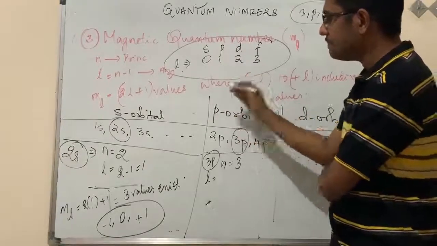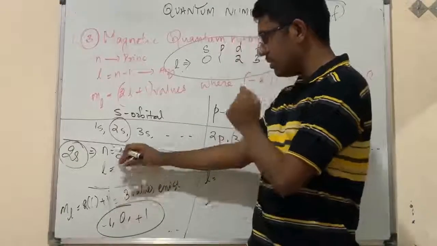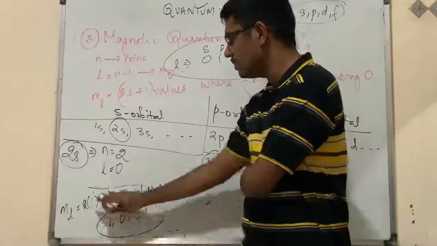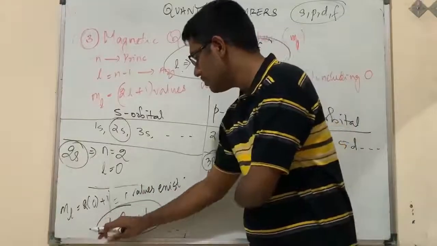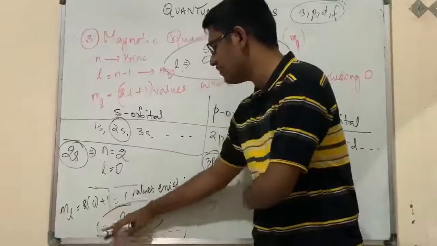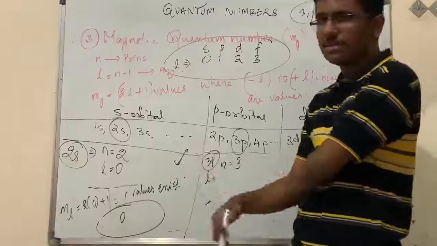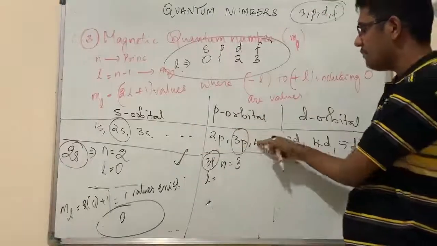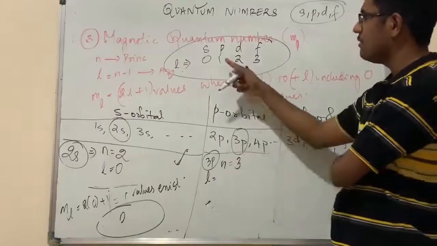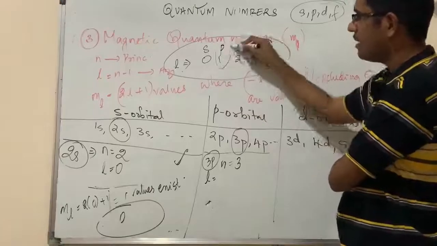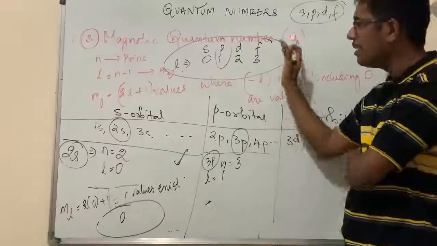So here, for an s orbital such as 2s, n equal to 2 and L is actually 0. So 2 into 0 plus 1 is 1. Only one value exists, and from minus 0 to plus 0 it is only 0, the only possible value. So this is a perfect explanation. We will study about it later also. And p orbitals, 2p, 3p, 4p actually exist. For the 3p orbital, n equal to 3, but the L value is always fixed for a p orbital: L is 1. So be it 4p or 5p or any p, the L value is always fixed.